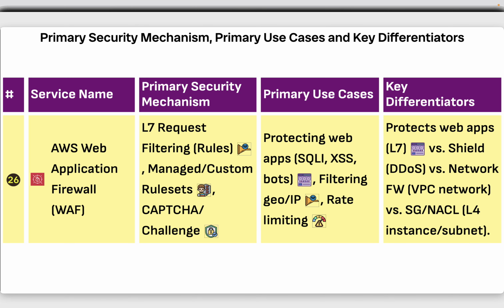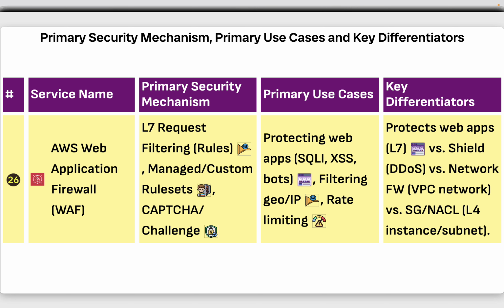Next, AWS Web Application Firewall. Primary security mechanism is Layer 7 request filtering, and that is through rules. Then we have managed and custom rule sets. We have CAPTCHA and challenge. Primary use cases are protecting web apps against SQL injection, cross-site scripting, and bots.